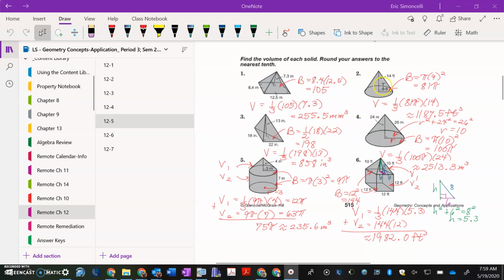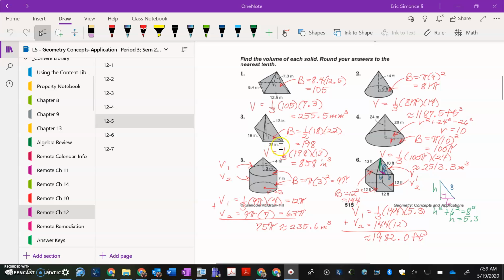Number 2, this is a cone, circular base of which has a capital B, or base area, pi times 9 squared, or 81 pi. So V equals 1/3 times 81 pi times the height of which, again, of course, you can see here is 14, which is approximately 1,187.5 feet cubed. Number 3, this is a pyramid.